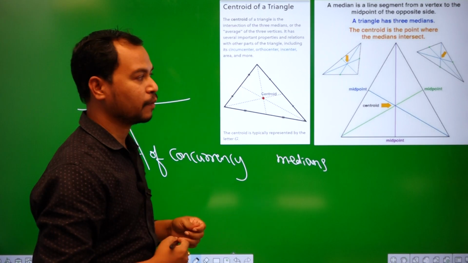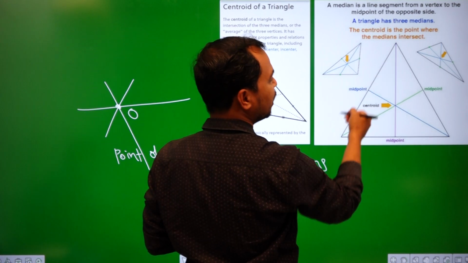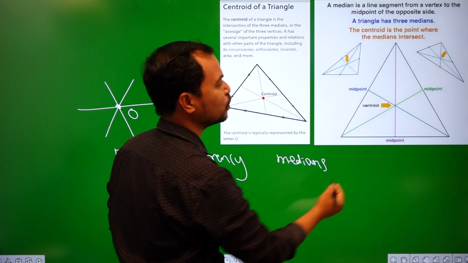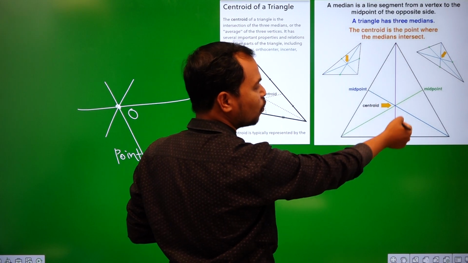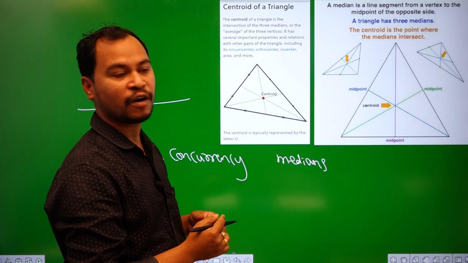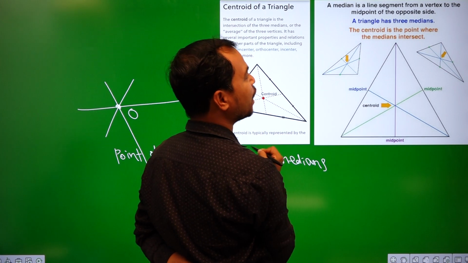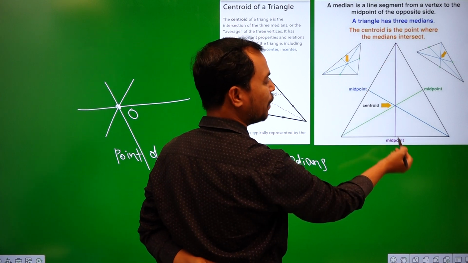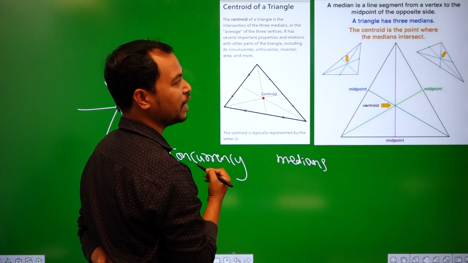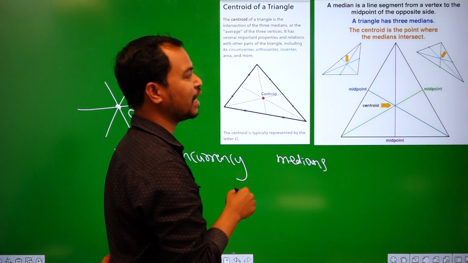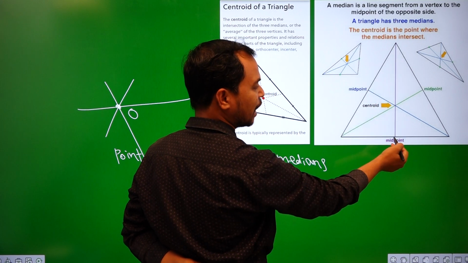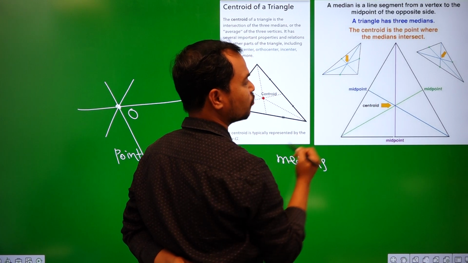If you take any triangle, these are the vertices of the triangle and these are the midpoints of its opposite sides. The line joining a vertex to the midpoint of the opposite side is called a median. How many vertices does a triangle have? Obviously 3 vertices. From one vertex, the line joining to the midpoint of the opposite side is one median.